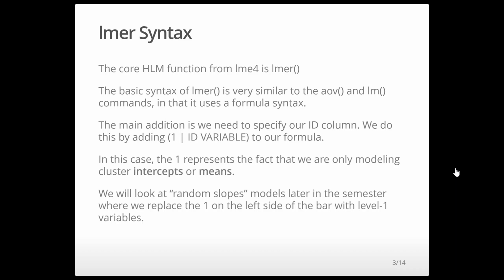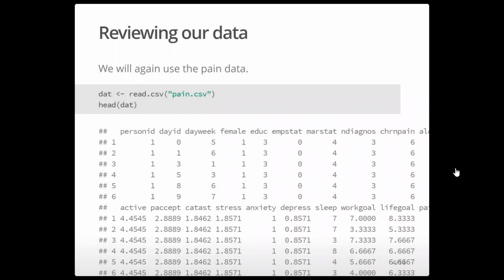We'll look at models with random slopes, where we replace the one with other variables, later in the semester, but for now, don't worry too much about that. You just need to know that this extra piece of syntax is parentheses, one, vertical bar, and then our ID variable. So we're going to use the PANAS data again. This is the same data that we used earlier in the semester. If you saved the CSV with the column names, you can just load up the CSV. If not, you will need to load up the SPSS file and add the column names.